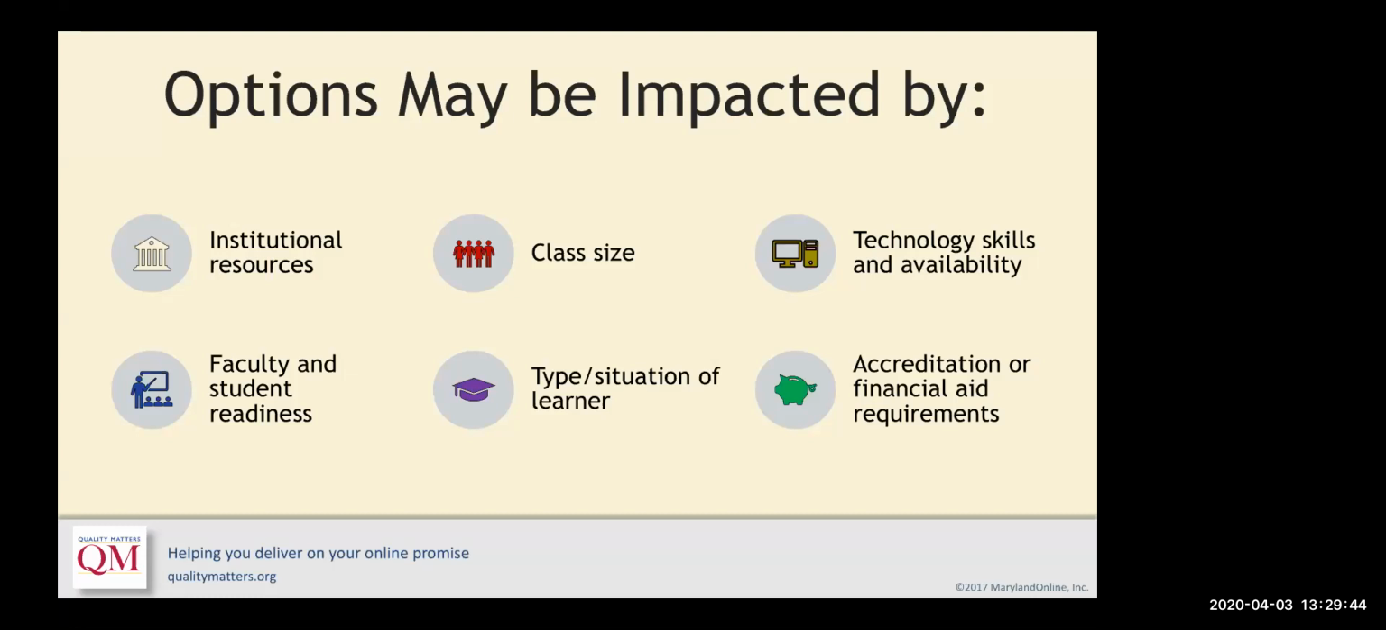In terms of accreditation or financial aid requirements, there may be limitations or restrictions placed on available options by accrediting bodies or financial aid. So for example, your state aid may be directly tied to students attending a face-to-face course on a certain day and time. So 100% asynchronous learning might not be an option for you.